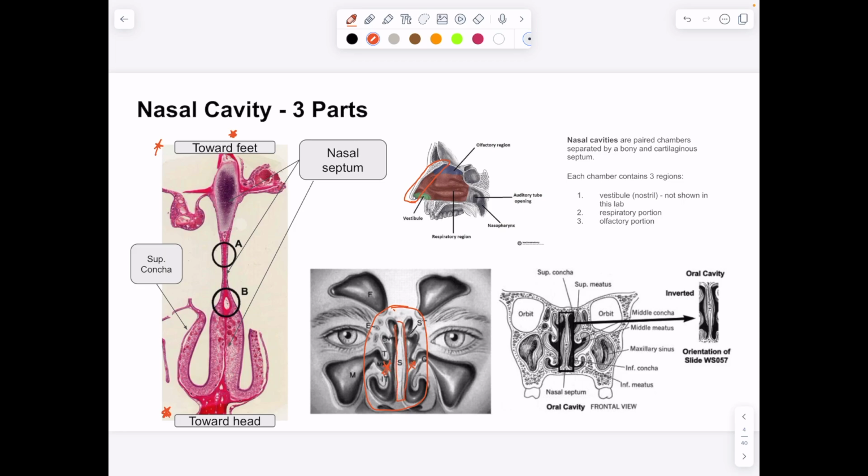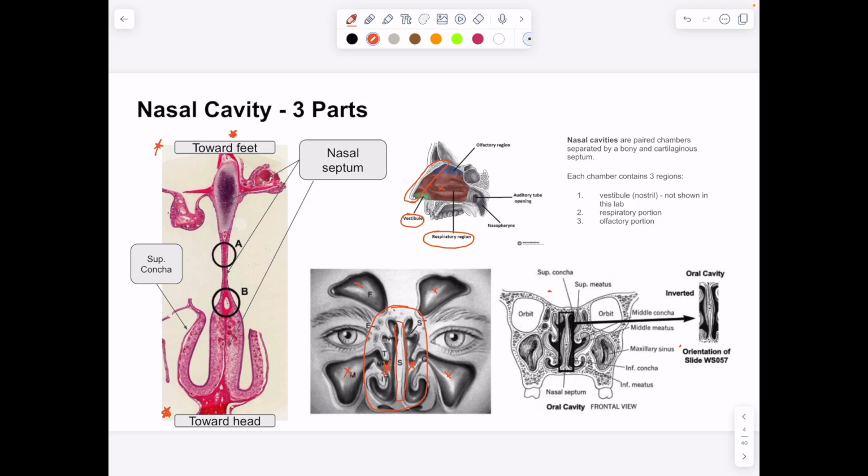Each of these two chambers has three regions. The first is the nostril, aka the vestibule region, and vestibule just means opening, right? Then we have the respiratory region, which has our sinuses in it. These indentations or grooves we can see in the bone are named based on what bone they're embedded in. So you have the maxillary sinus, there's a superior sinus up here, and we'll go over all of those.